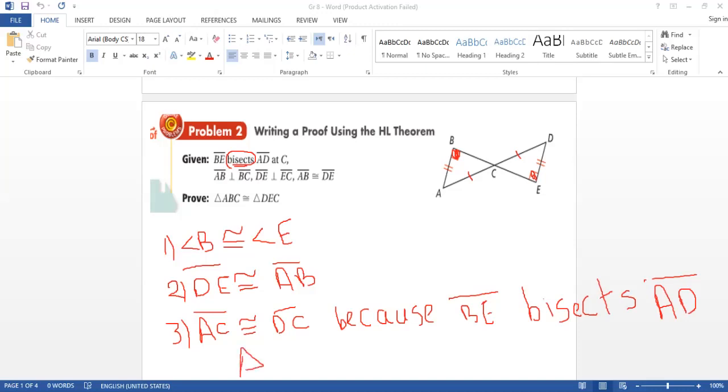So the triangle ABC is congruent to the triangle DEC because we have right angle equals a right angle. And also we have DE is congruent to AB, one leg is congruent to another leg. AC is congruent to DC, AC is the hypotenuse here, the opposite to the right angle, is congruent to this hypotenuse. So we have HL case. This case is HL.